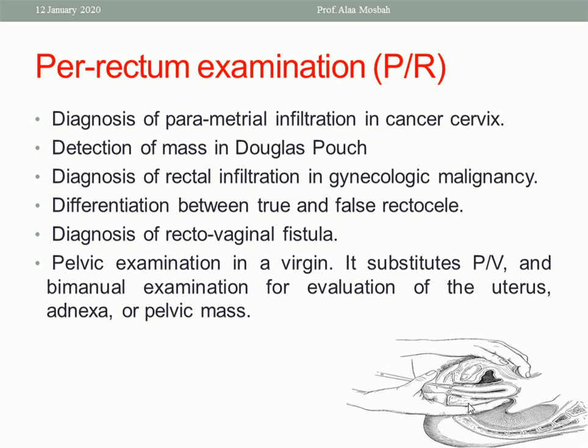also pelvic examination in virgins. BR is used to substitute the PV because of fear of injury to the hymen, so we do BR instead of PV. So use BR to do bimanual examination for evaluation of the uterus and the adnexa or any pelvic mass. Also, in BR examination in case of pelvic endometriosis, you can feel the nodularity and the tenderness in the uterosacral ligaments.